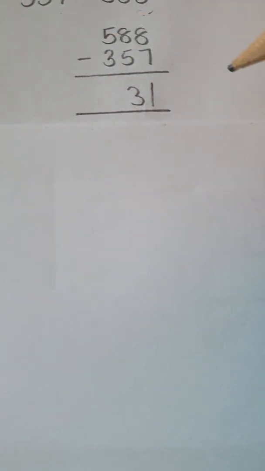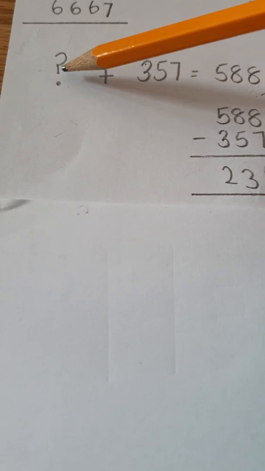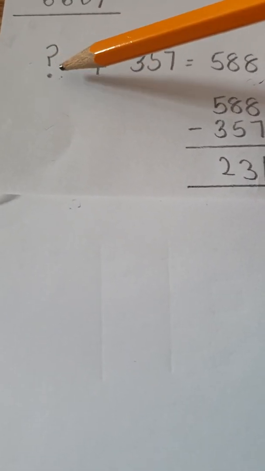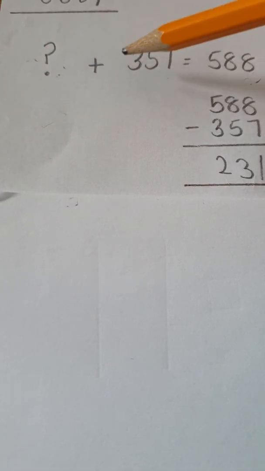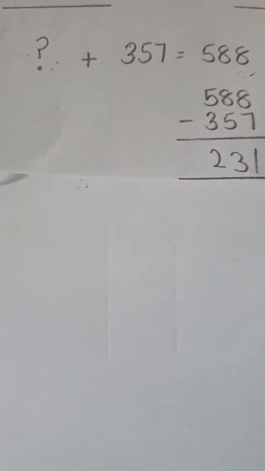5 tens away from 8 tens, we can do that. That will leave us with 30, so we've got 3 tens. And then 300 away from 500, which we can do, that will give us 200. So that is telling us that our missing number here is 231. So this number sentence would look like this. 231 add 357 equals 588, okay?